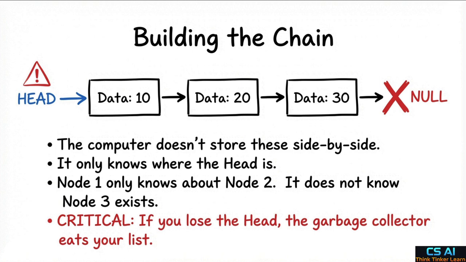This brings us to a very critical point. If you lose the head pointer, your entire list becomes unreachable, and the garbage collector will eventually eat it up, meaning that memory is freed up because there is no way to access the data anymore.